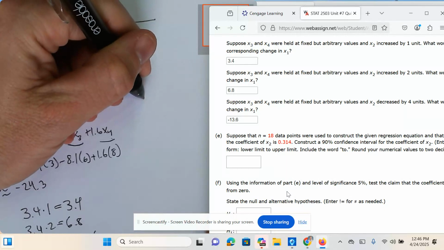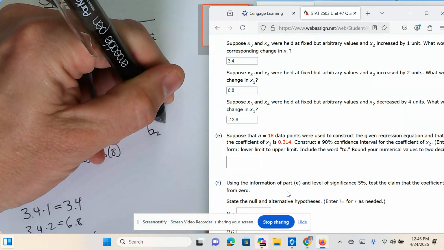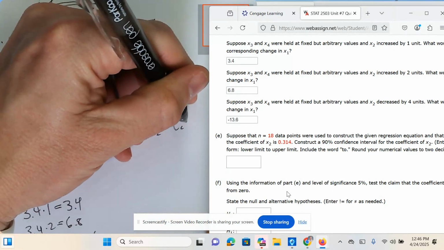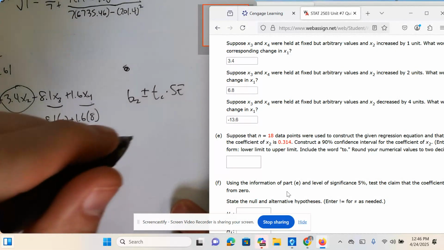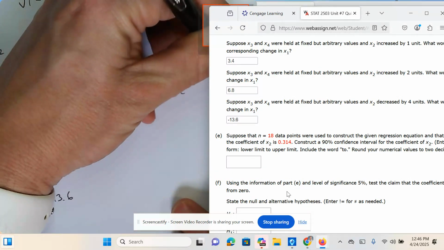It's basically the slope, which in this case is x2, so I'll call it b2, plus or minus the critical value of t times the standard error. Okay, let's talk about this. b2 is the slope of x2, which is 3.4, so b2 is 3.4.